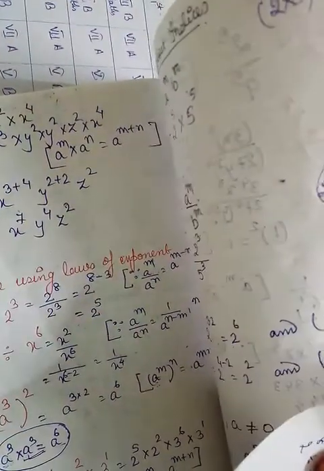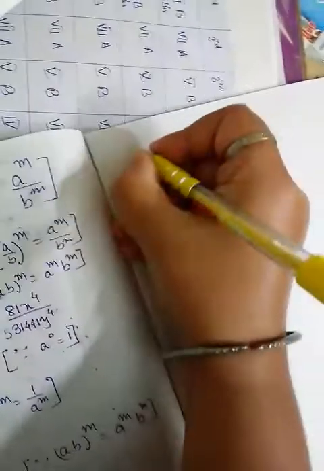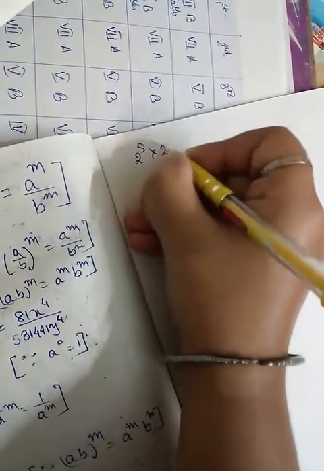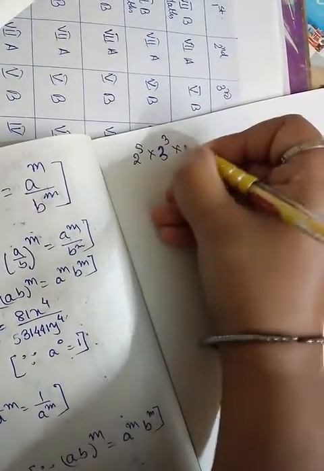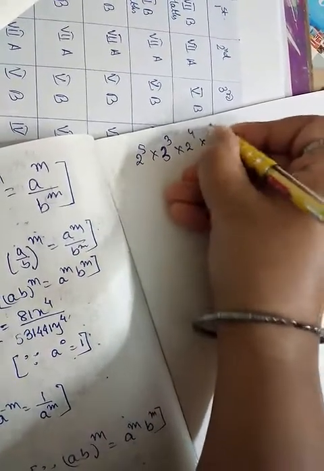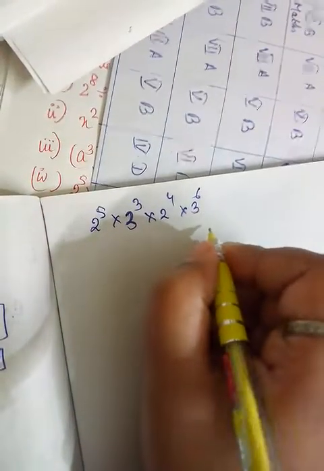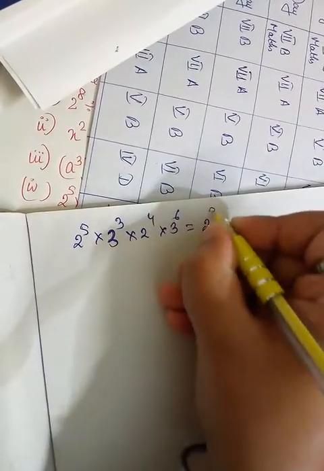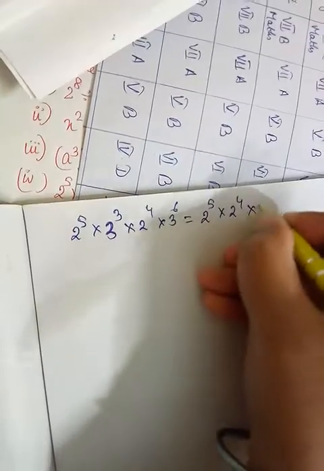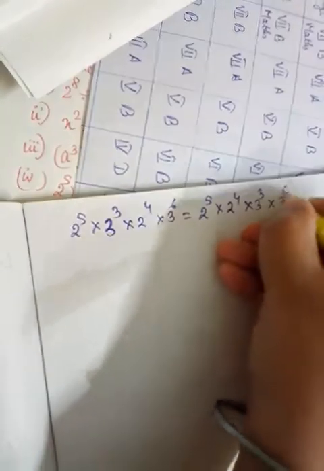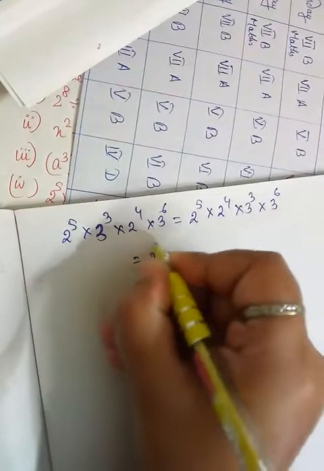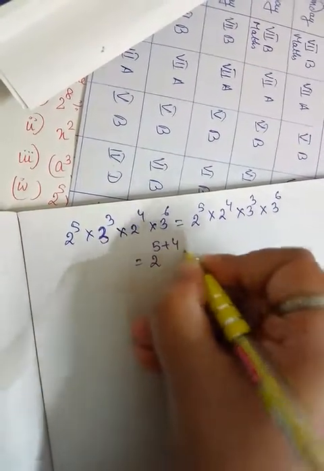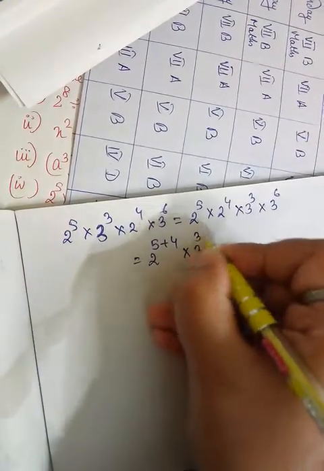Similarly, when a question was given like 2 to the power 5 into 3 to the power 3 into 2 to the power 4 into 3 to the power 6, you again expanded the whole expression and then solved. Children, this is again wrong. Again you have to use the laws of exponents. So first you will write 2 to the power 5 into 2 to the power 4 into 3 to the power 3 into 3 to the power 6. Then you will write 2 to the power 5 plus 4 into 3 to the power 3 plus 6.